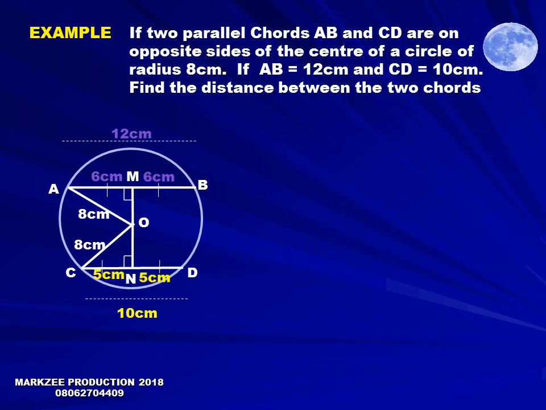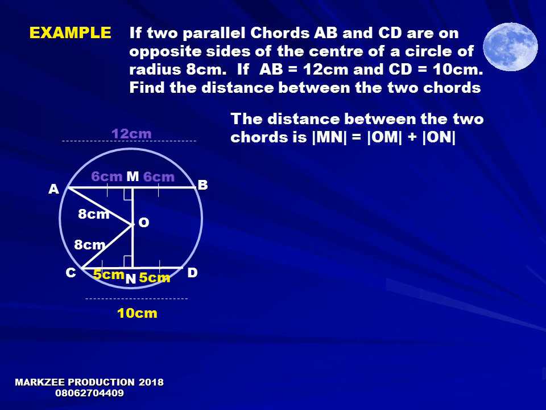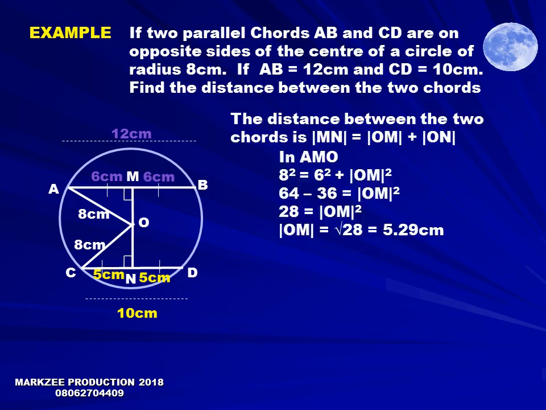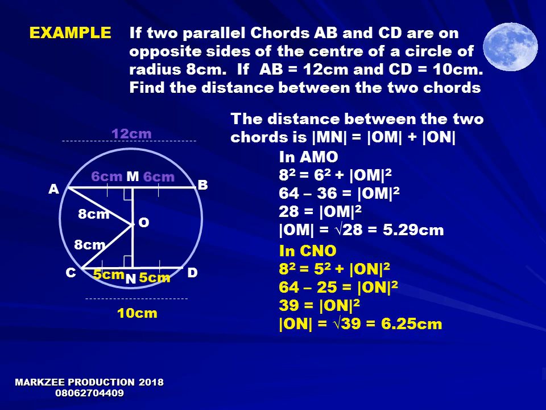Now the second chord is 12 centimeters. We also join the center to the second chord, which bisects at M, and that's 90, and that distance is 8 centimeters. Now that line bisects that chord into 6 centimeters by 6 centimeters. And at the other side, it's also going to bisect chord CD into 5 centimeters by 5 centimeters. Now the distance between the two chords is the distance from M to N.